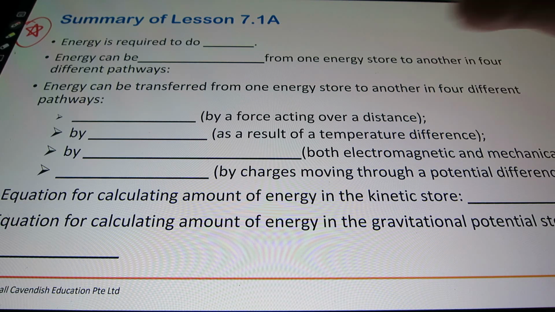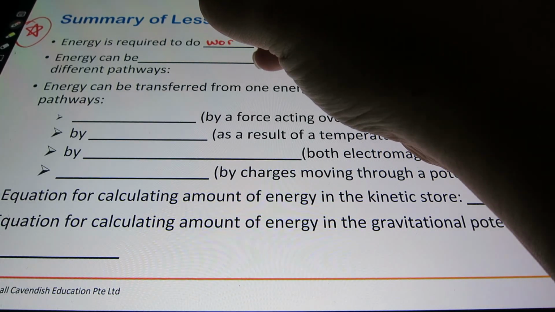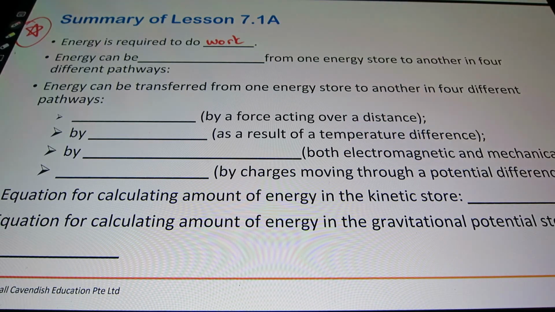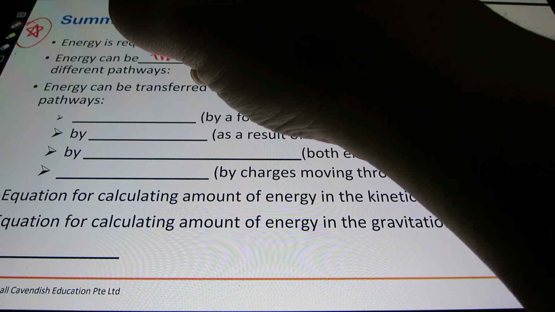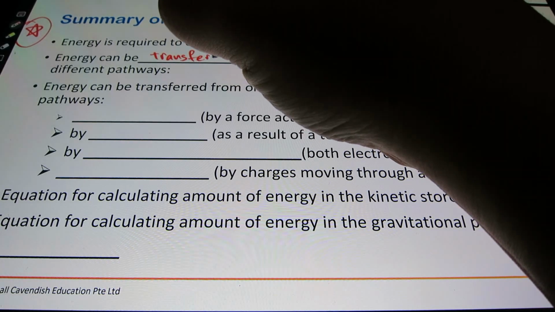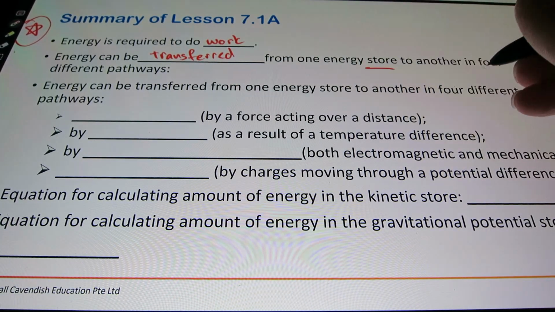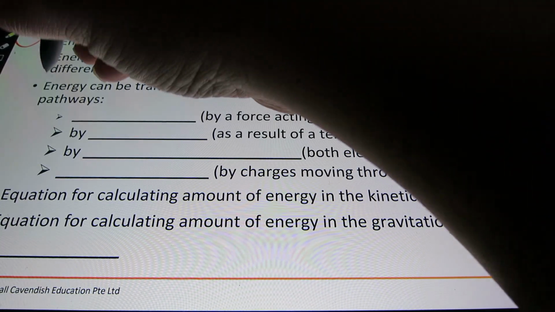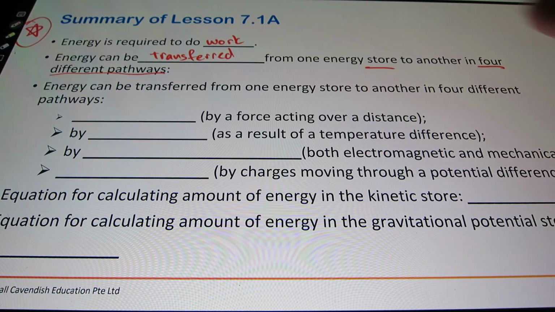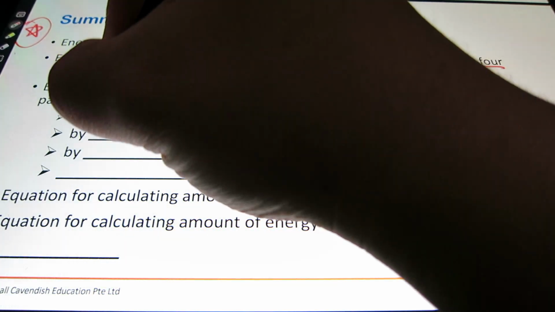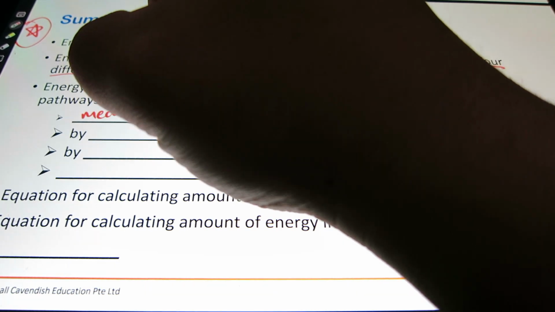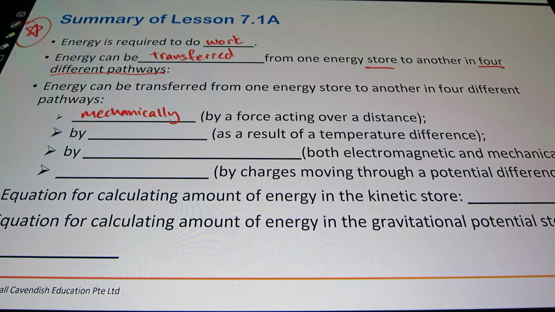Energy is something that is required for you to be able to do work. Alright, energy can be transferred. I can transfer it from one store to another store. And there are only these 4 different pathways that you need to know. One is via the mechanical means. That means physically a force acting over a distance.